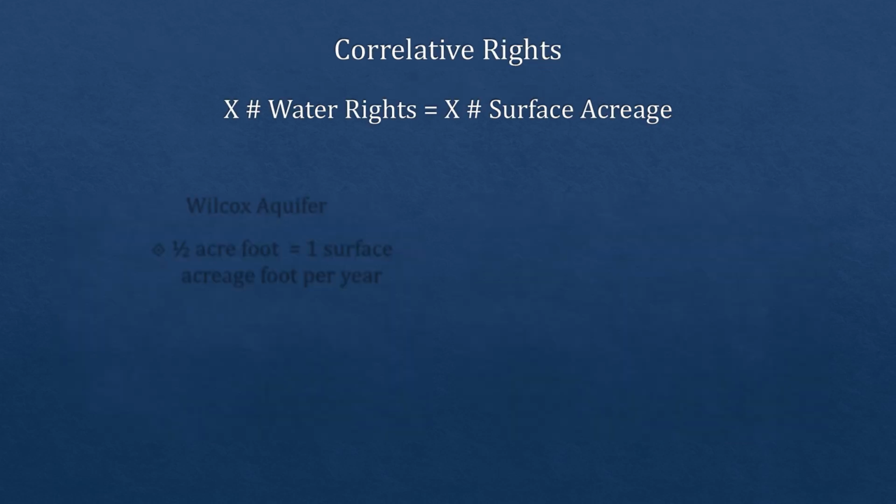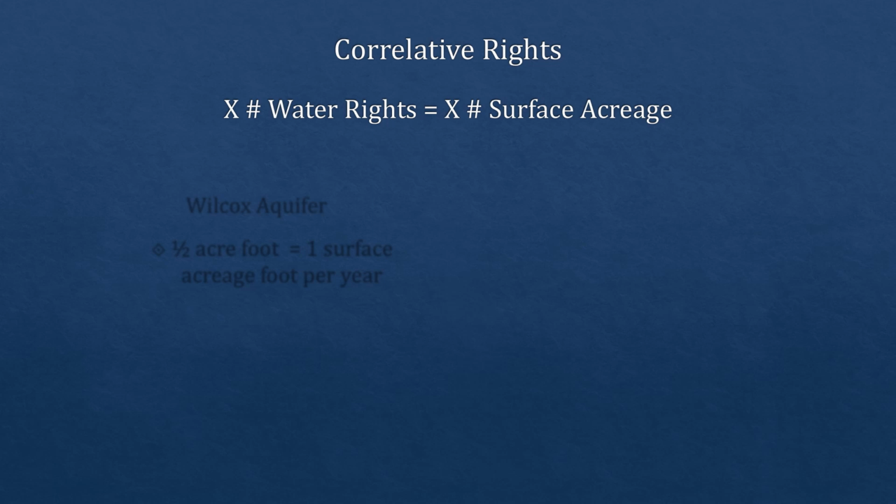The district has adopted the policy of correlative rights for water rights distribution. The correlative rights doctrine is a legal principle limiting landowners to a reasonable amount of a shared resource, in this case groundwater, and is correlated to the amount of land owned above the resource, the aquifer, where X number of water rights equals X number of surface acreage. Simply stated, each landowner's water right is proportional to the amount of surface land they own.